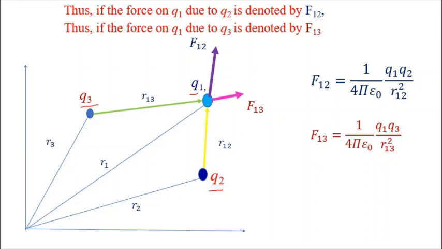The force experienced by Q1 due to charge Q2 is represented by the vector F12. The force experienced by the charge Q1 due to charge Q3 is represented by the vector F13. F12 is equal to 1 by 4 pi epsilon 0 Q1 Q2 divided by R12 square. Similarly, F13 is equal to 1 by 4 pi epsilon 0 Q1 Q3 divided by R13 square.